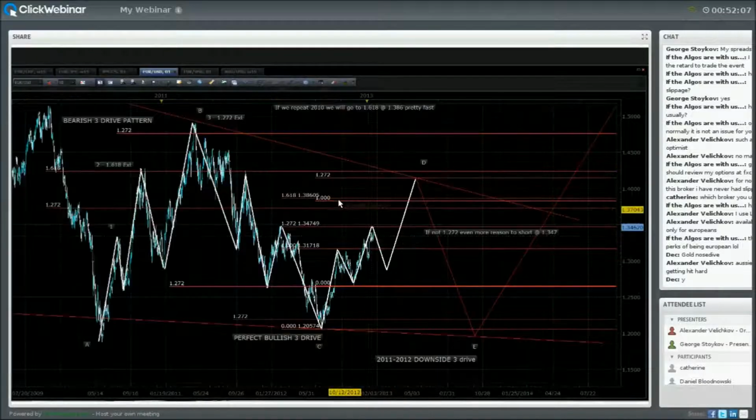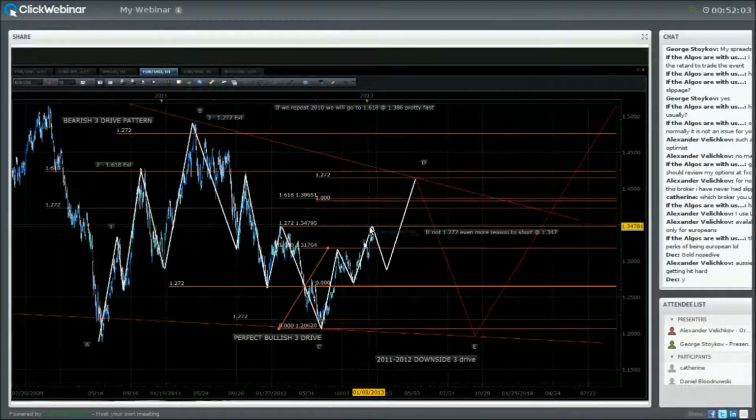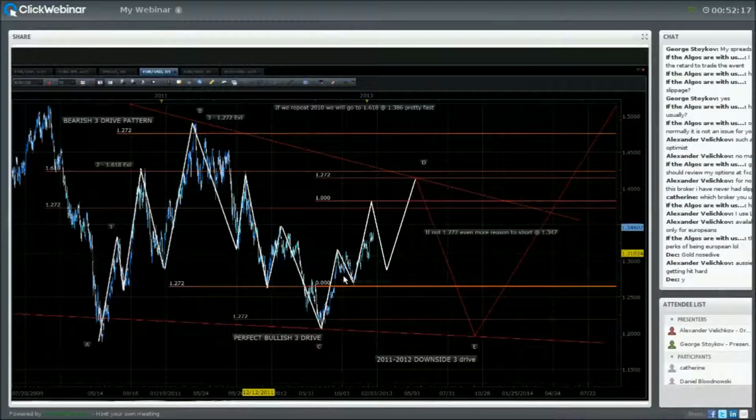And this is the reason why we are starting to assume that this tree drive pattern is going to go all the way up to here. Notice that if it goes all the way up here, this is the 161.8 extension, repetition of 2010. If this is the first tree drive pattern, this is the second tree drive pattern. If it goes straight to 1.386, the 127.2 extension aligns just at this triangle top on the daily time frame, just like it did in 2010.